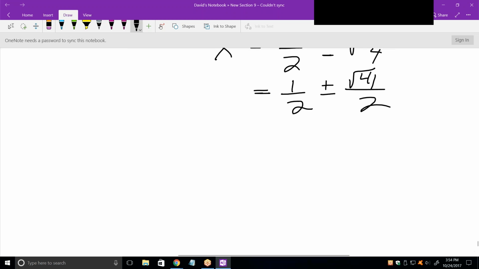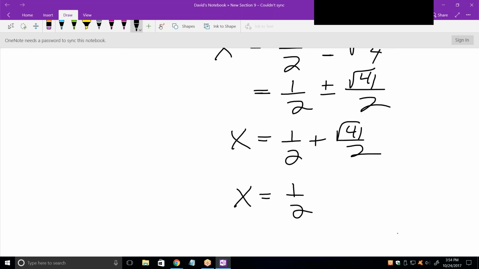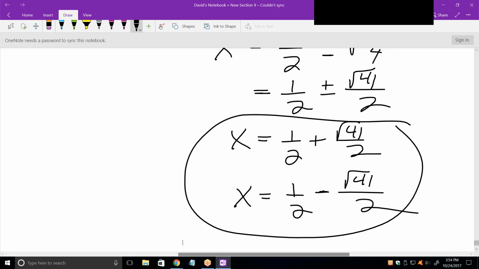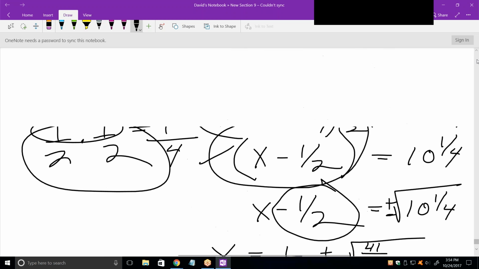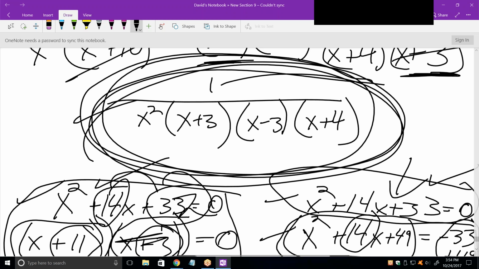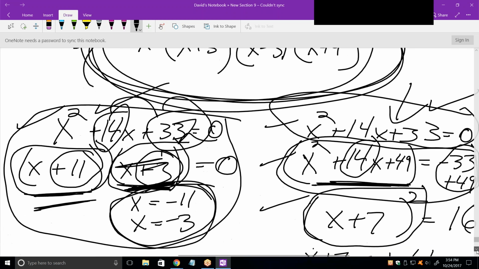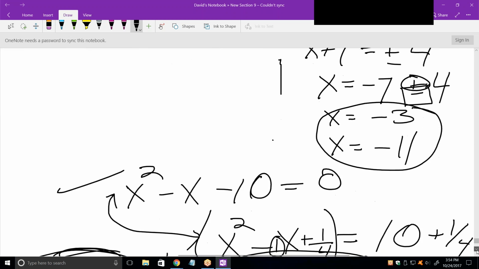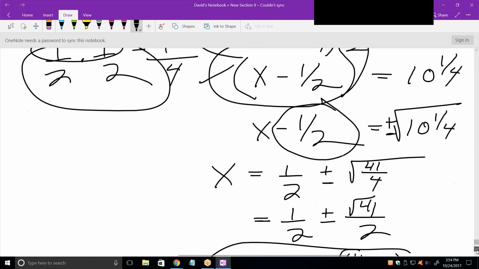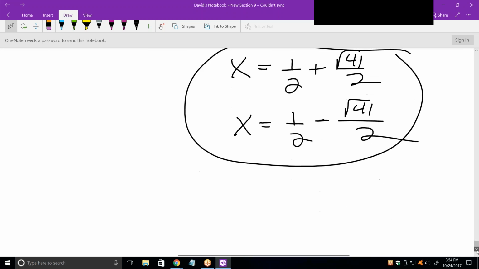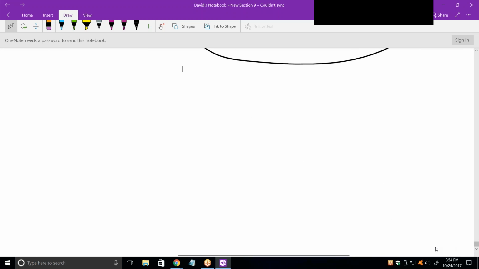There's two answers here. One of them is x equals 1/2 plus root 41 over 2. And the other answer is x equals 1/2 minus root 41 over 2. Those are the two solutions to the problem that I gave you. Now, I just created that out of thin air, so I'm not surprised that we had weird answers. The only reason I did it was to show you how to complete the square. And remember, the only reason you complete the square is so you can show that quadratic as a binomial linear term squared.